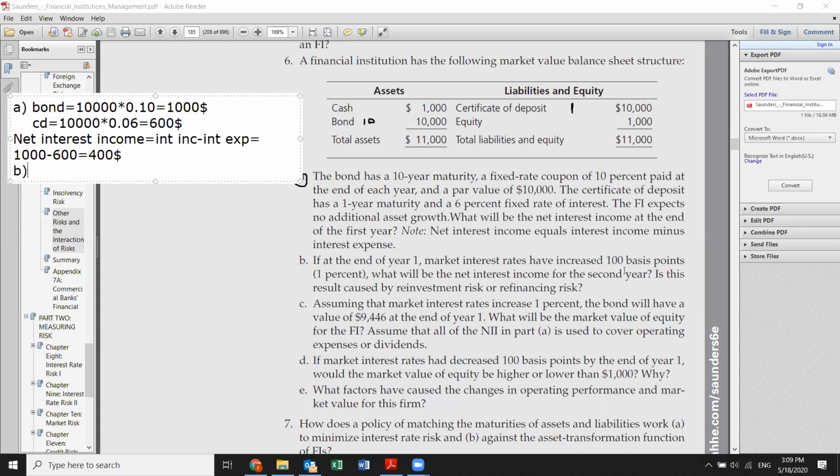It will go down. Because why? We are facing refinancing risk here. That's why increasing interest rate should make your net interest income go down. So let's calculate the interest income. What will happen to net interest income?